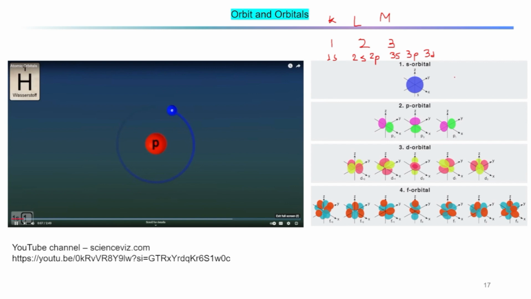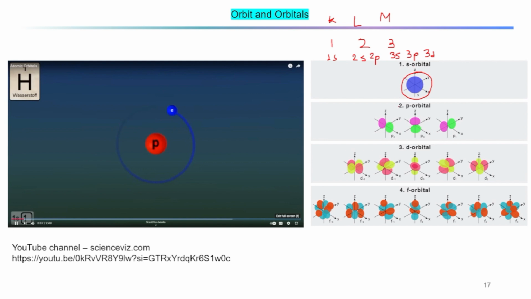Now, let's see the shape of s orbital. S orbital is actually spherical in nature. This one you can see spherical shape. This is the shape of s orbital. So electron density is almost same in all directions, and it takes the shape of a sphere. Now, this is for 1s. If you go to the 2s, that will be a bigger sphere compared to 1s. Similarly, the 3s will be a much bigger sphere.